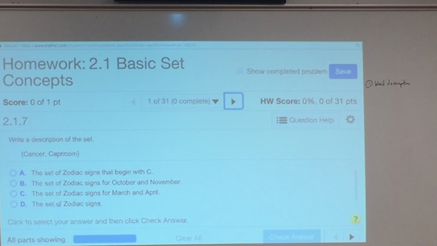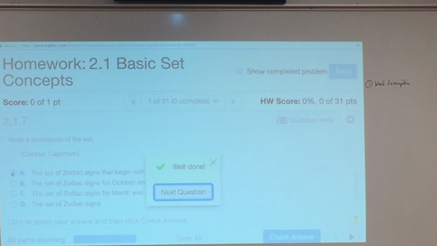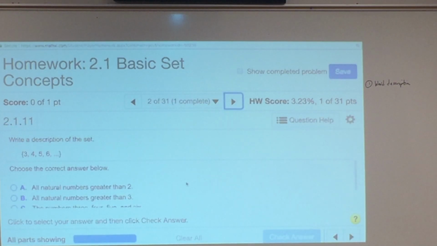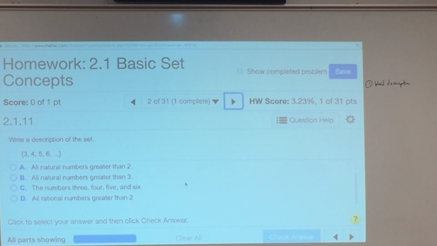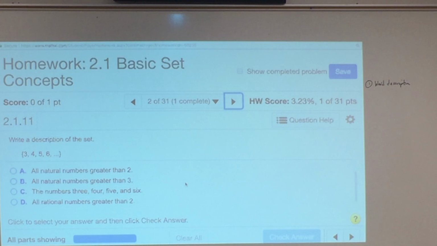The set of zodiac signs. I'll just give you an example of something that's way off, right? The set of zodiac signs, I think we all know that's for sure wrong, because if we said the set of zodiac signs, somebody else could say Libra or Virgo or whatever it happens to be. So I'm just going to say it's probably A. It is. In other words, your description needs to be accurate and precise, and should not prompt somebody to put more or less into the set. Write a description of the set.